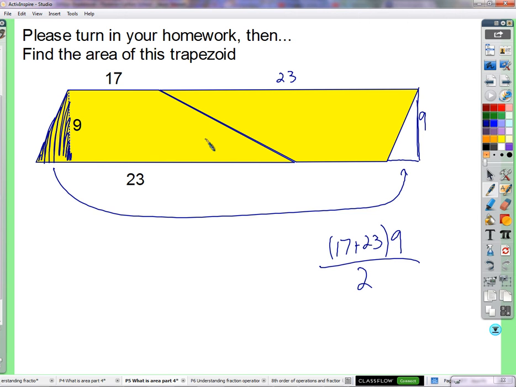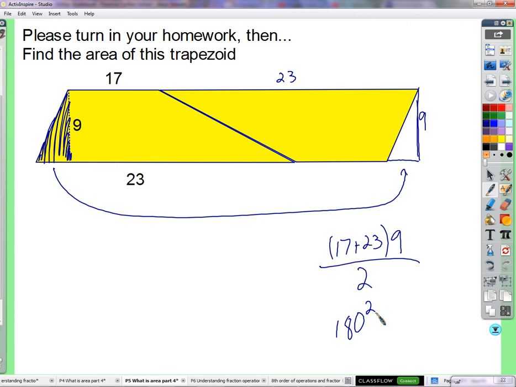All right, and that comes out to be? 180. Squares. Raise your hand for squared. Nope. 180 squared? Nope. That would be a different number, right? 180 is huge. And that's no longer the number of squares that fit inside this trapezoid.